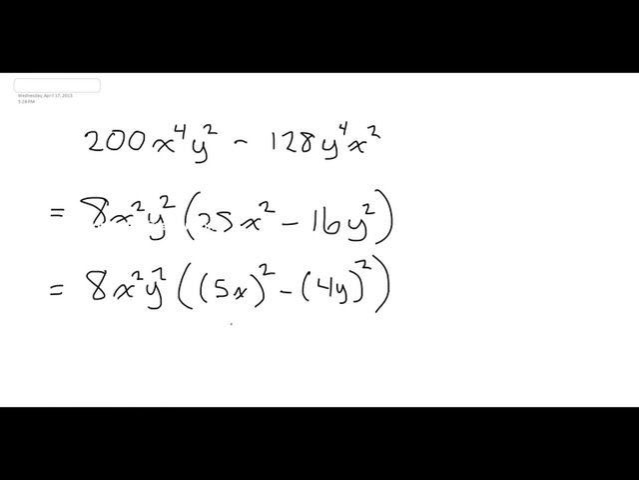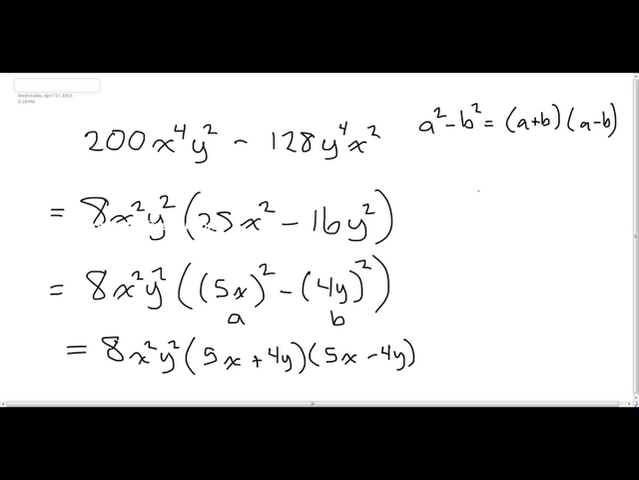So now this is my A term, this is my B term, and we're using our identity A squared minus B squared is equal to A plus B multiplied by A minus B. So what's our final solution? Applying our identity, we find that the final factored form is 8x squared y squared multiplied by (5x plus 4y) multiplied by (5x minus 4y).